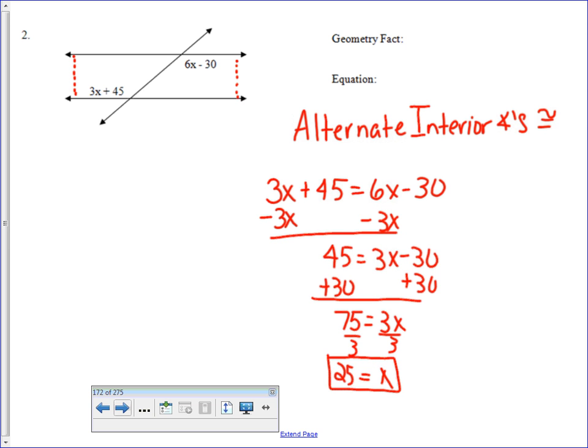Again, you're going to box in the value for x and now substitute back into your expression. 6 times 25 minus 30 is going to give me 120. And then 3 times 25 plus 45, again, gives me the 120. And they are equal in measure.